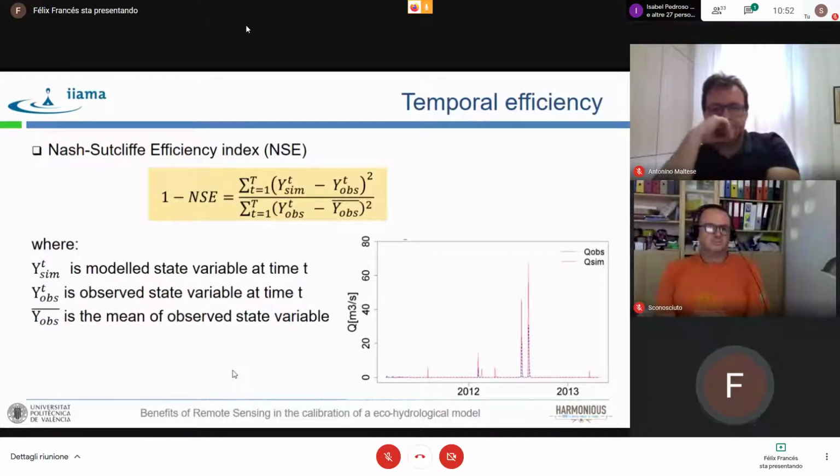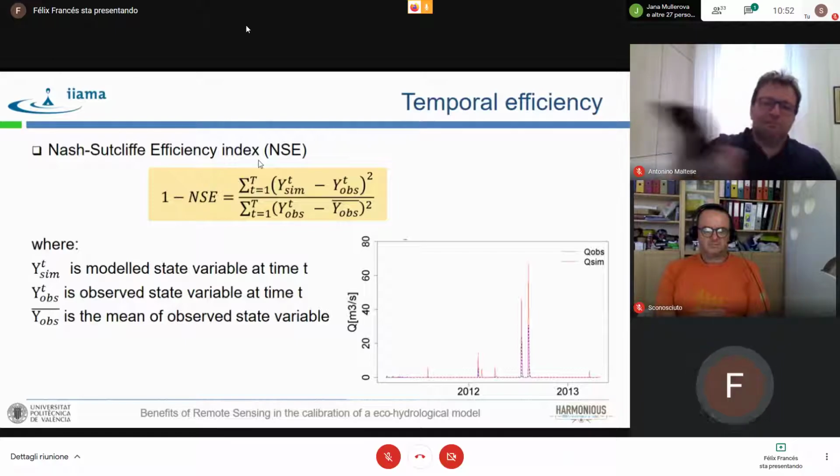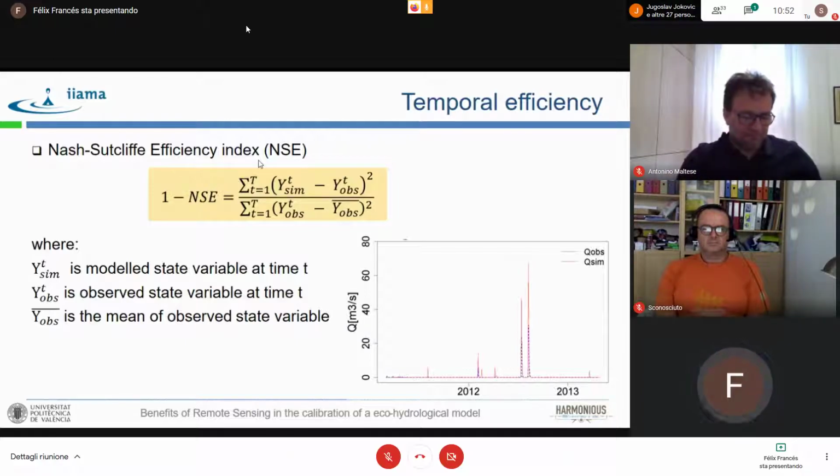Just for the sake of simplicity and temporal efficiency, I'm going to show the results using the Nash-Sutcliffe efficiency index, and I'm also going to use this efficiency index for the optimization in configuration 1. Probably you know perfectly what this index is.